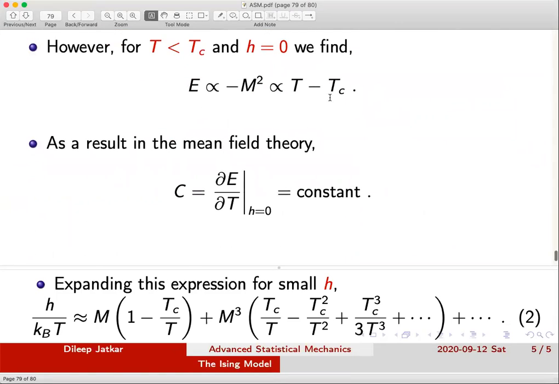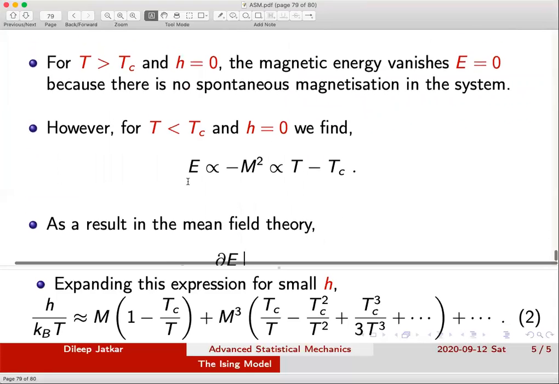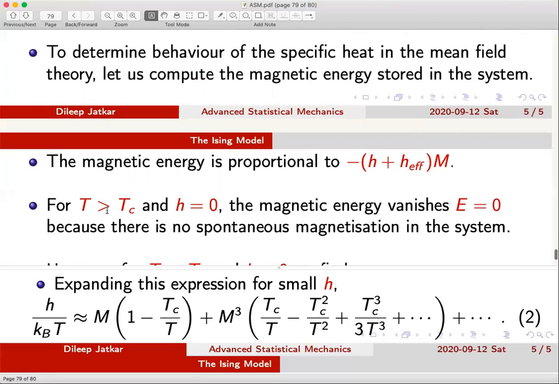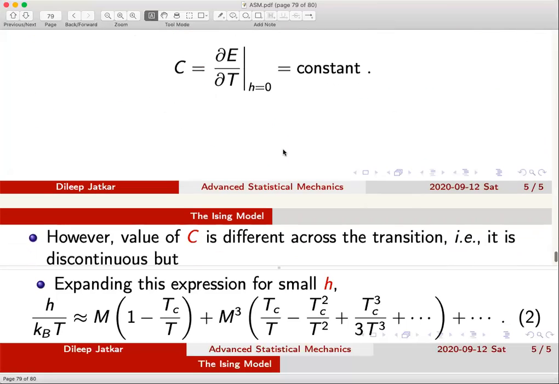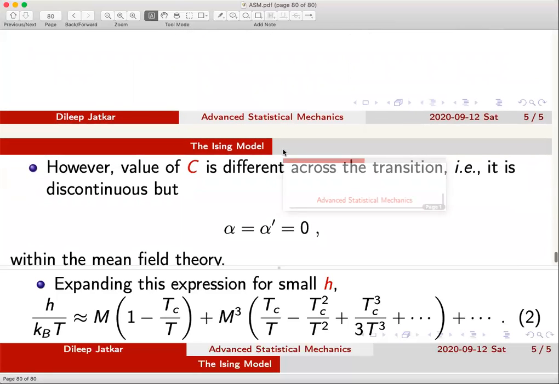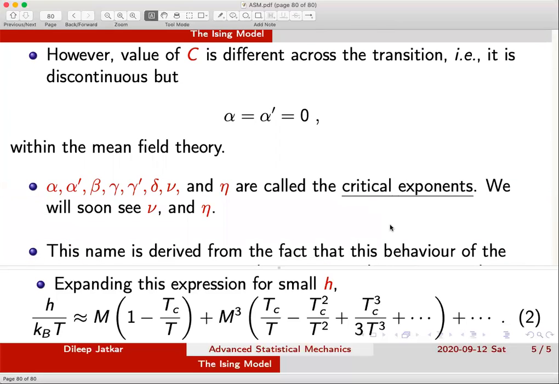Because it is minus m squared, it should be Tc minus T, but minus m squared would be T minus Tc. So E goes as T minus Tc, and the specific heat is the response of the energy to thermal fluctuation. You can differentiate that, and you will find that the specific heat is constant. Of course, specific heat was constant for T greater than Tc also. The only difference is that this quantity was constant and zero, whereas this quantity is constant and non-zero. So we find that the specific heat is discontinuous across the transition.